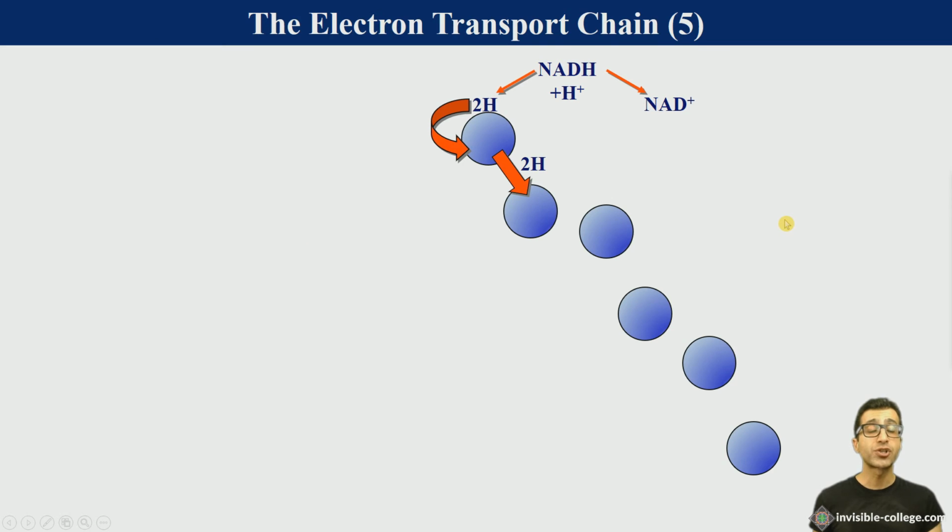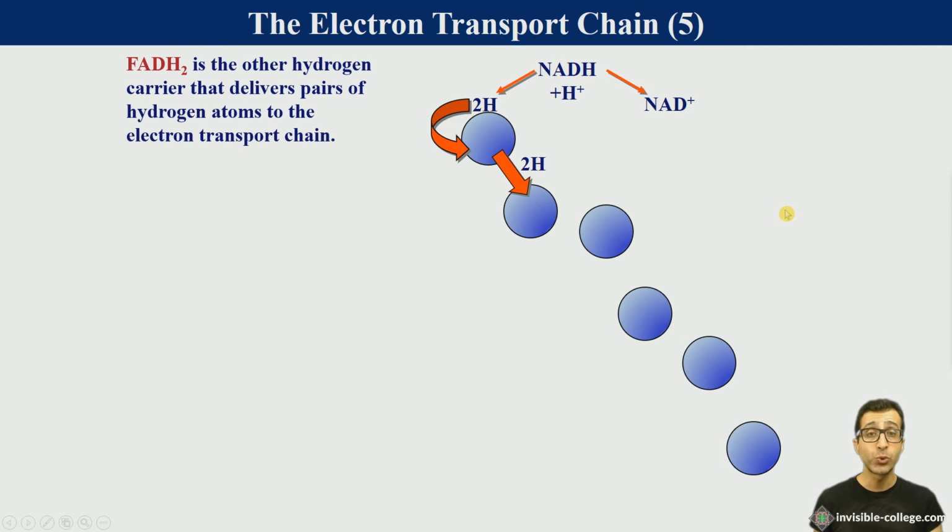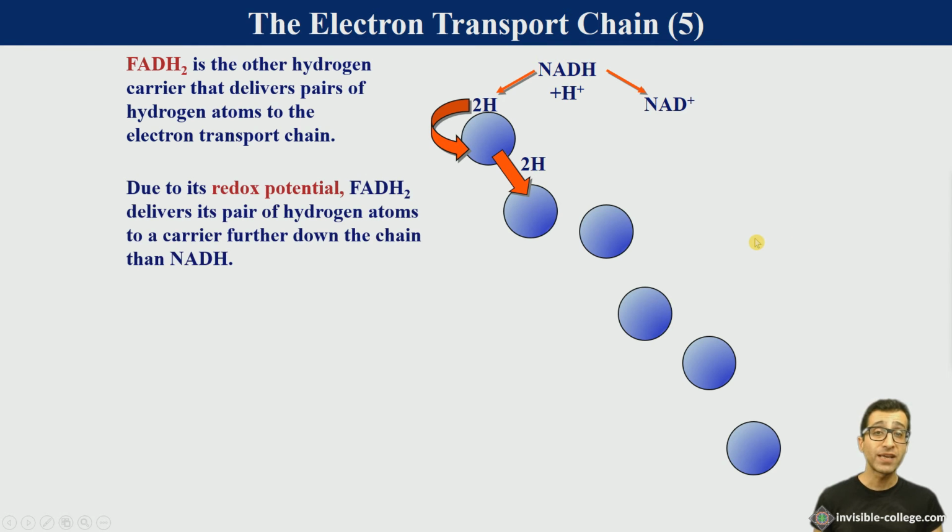So FADH2 is the other hydrogen carrier that delivers pairs of hydrogen atoms to the electron transport chain. Now, due to its redox potential, FADH2 delivers pairs of hydrogen atoms to a carrier further down the chain than NADH in terms of its energy level.